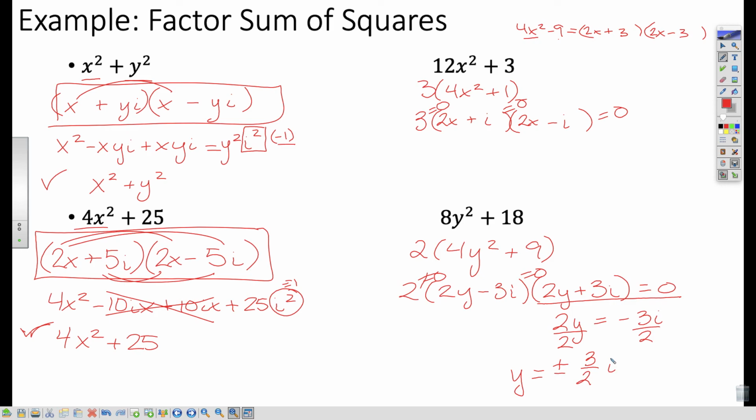So just like any other quadratic equation, it didn't matter that I now have complex numbers involved, does it? I do exactly the same thing. Now, can I graph 3 over 2i? Is it a real number? No, it's not a real number. I cannot graph it, but that is the solution. Okay, it's not a real solution, but it is a solution.